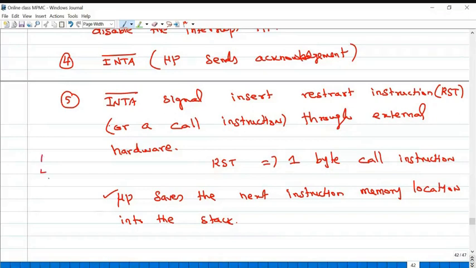Suppose instructions 1, 2, 3, 4 like this. The processor executes sequentially. While executing each and every instruction, it monitors the INTR line. Whenever the INTR line is high, say for example line 3 is executing now, INTR is high, so line 3 is completed. The next instruction address location is saved in the stack memory first, and then the program flow goes to the corresponding address location depending on the RST value.